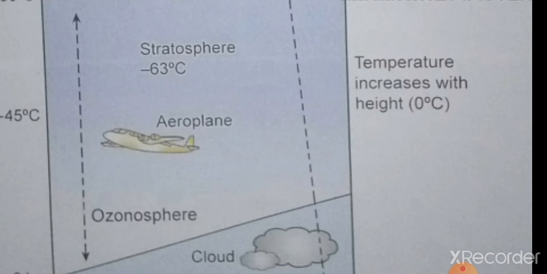When the ozone absorbs ultraviolet rays, it leads to the release of a large amount of heat energy. So, the temperature in the stratosphere is very high. In the stratosphere, when the height increases, the temperature also increases. The upper limit of the stratosphere is the stratopause, where the temperature starts to decrease.